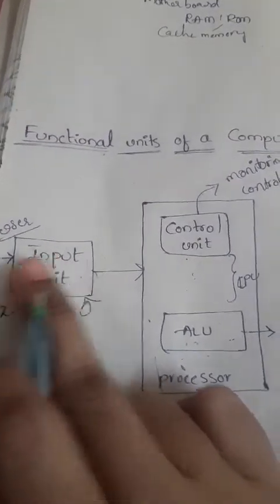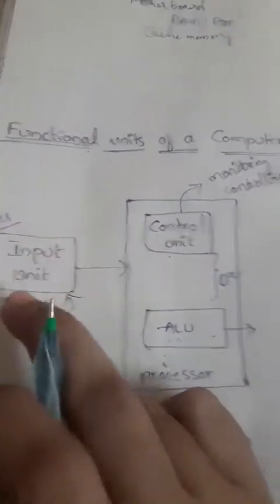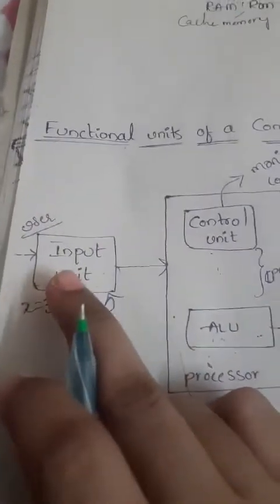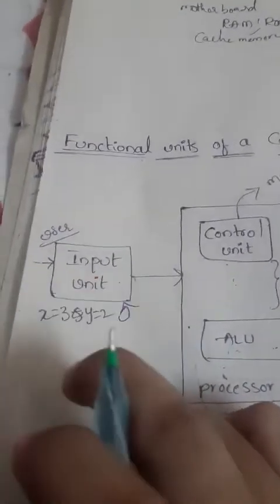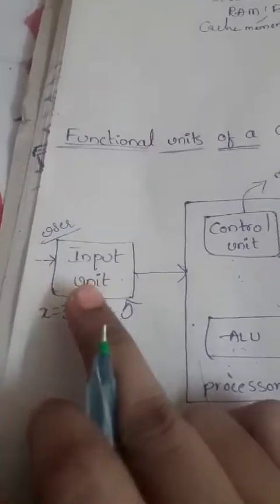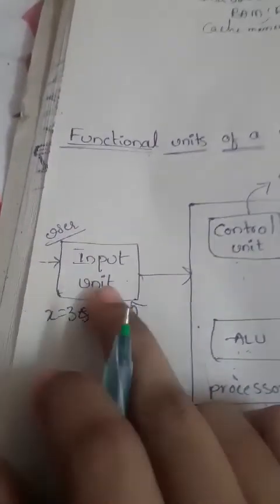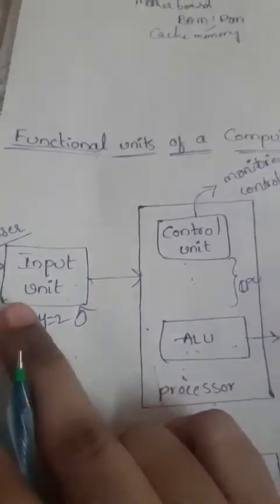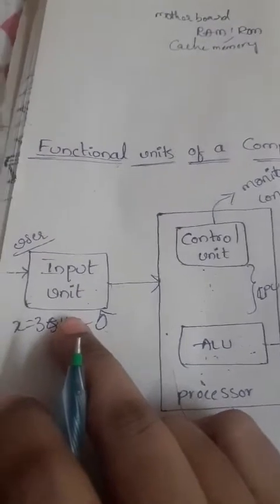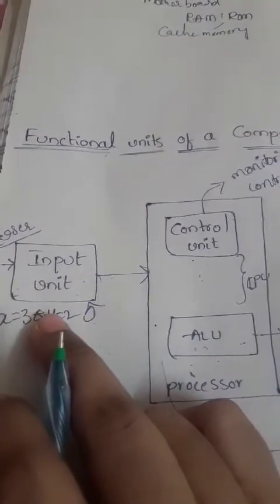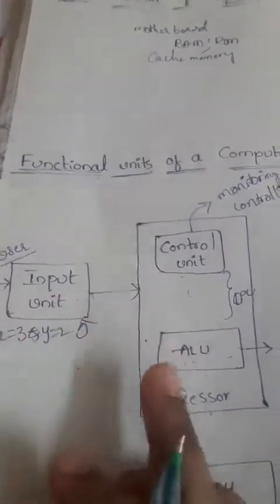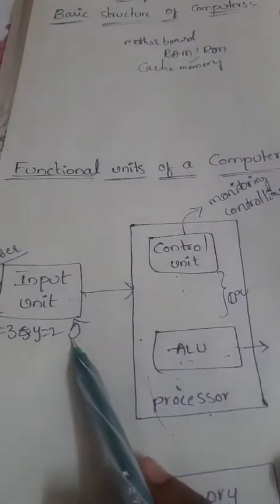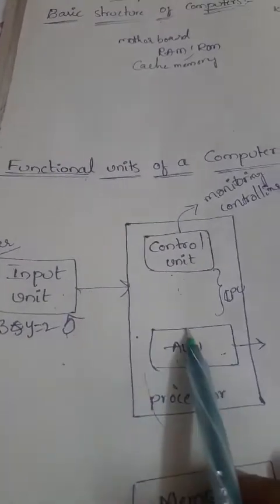So what will our input unit do after taking that input data? It won't do any calculations directly, okay? After the information is given with the help of the keyboard, the input unit only takes that information, by analyzing it, but it won't do any calculations, okay? After taking that information, it will be given to the CPU block. So these values will be passed to the CPU block.